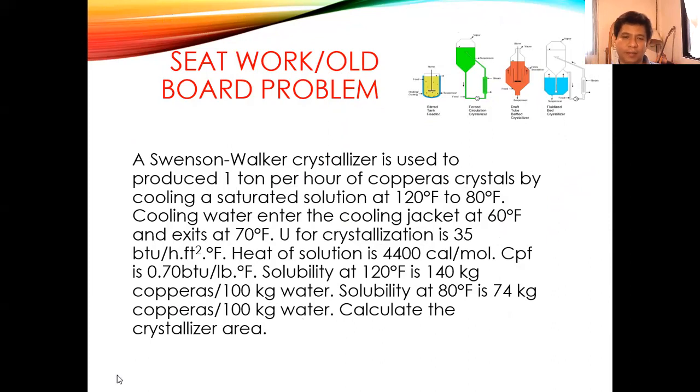Pag sinabing 1 ton, ano yan ha? 2,000 pounds. Iba yung metric ton sa ton. Ang ton 2,000 pounds, ang metric ton 1,000 kilograms. So a matter of 200 pounds. Malaki yon. Cooling water entered the cooling jacket at 60 degrees Fahrenheit and exits at 70 degrees Fahrenheit. U for crystallization is 35 BTU per hour per foot squared per degrees Fahrenheit. So English tayo ha, solve this using English unit. Heat of solution is 4,400 calories per mole.